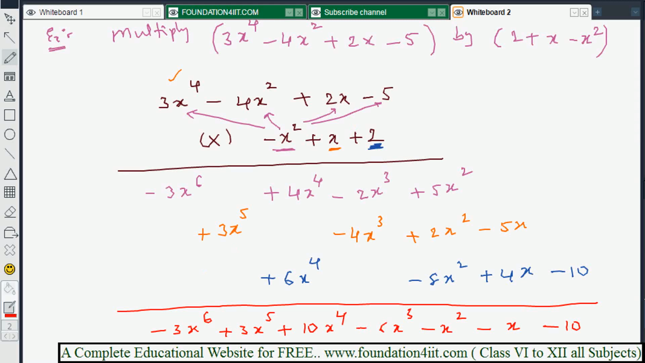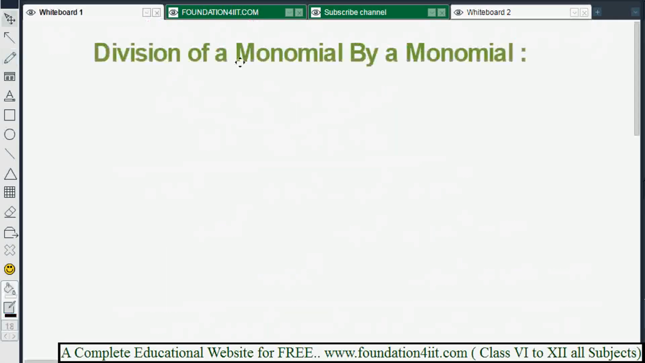Next I'll explain divisions. It's the most important in polynomials. So how to do divisions of polynomials by monomial and polynomial divided by polynomial. Each and everything I'll explain now. So, division of monomial by a monomial. Whenever you take two monomials, meaning only a single term. A polynomial which has only a single term is called a monomial. So how to do division of any monomial divided by another monomial.